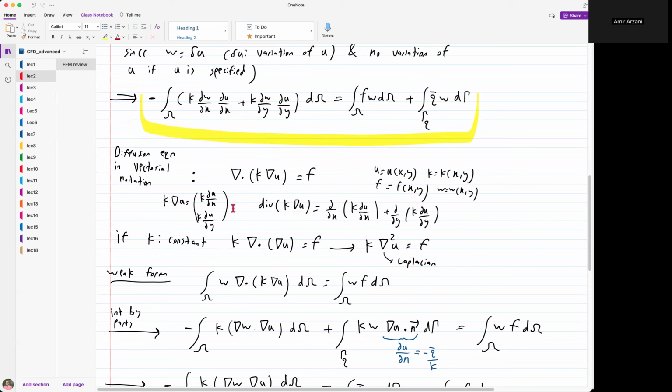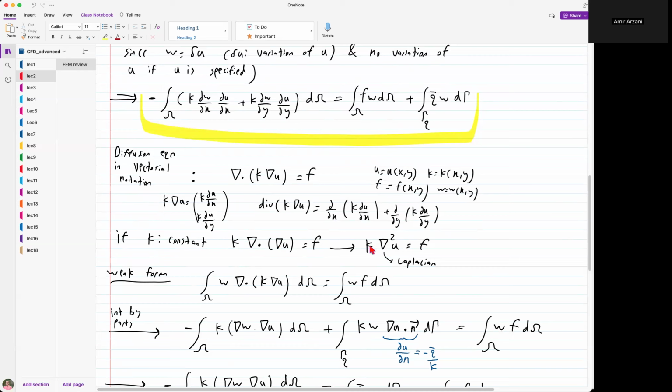u is a scalar, k is also a scalar, and grad u is a vector. Divergence of k grad u is exactly what I had in the previous form of the equation, written in terms of x and y. Now, if k is constant, if my material property is uniform in space, I can take it out of this derivative, and then I have divergence of gradient, which we talked about last lecture, is nothing but the Laplacian. So this becomes my governing equation.